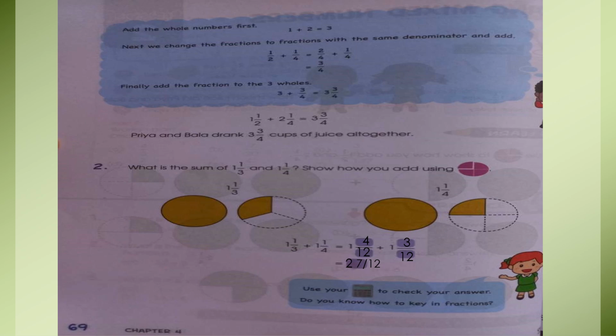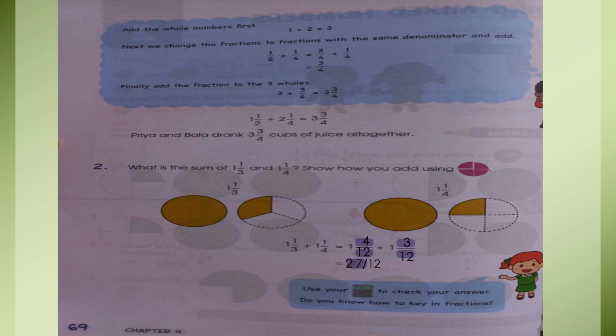Now in question number 2, we have: what is the sum of one whole number 1/3 and one whole number 1/4? Show how you add using circles. In the case of one whole number 1/3, we have one complete circle, and for 1/3 we have one part out of 3 parts. In the case of one whole number 1/4, we have one complete circle and one part out of 4 parts. Now adding them, we have to make the denominator the same in the first step.